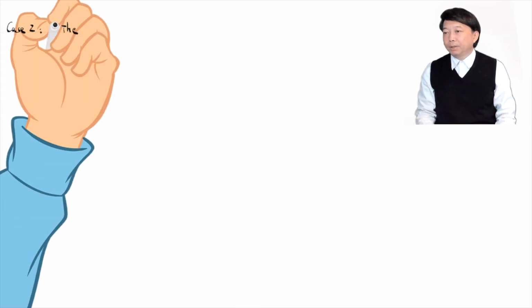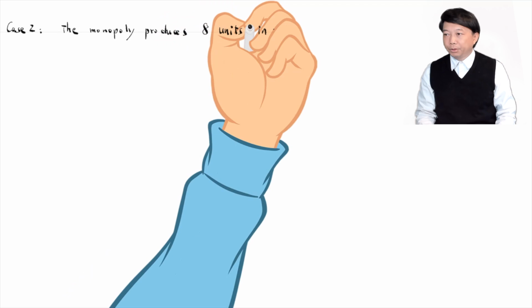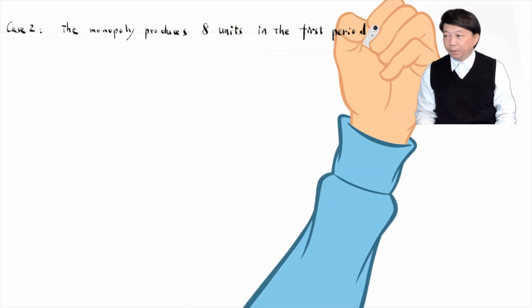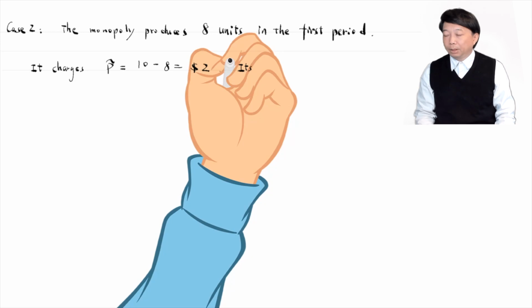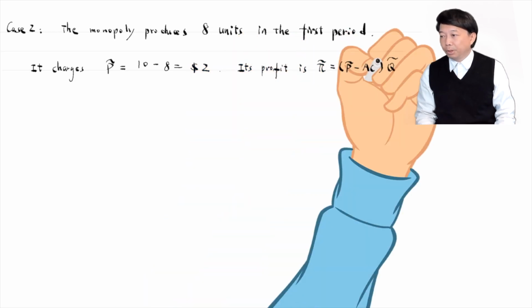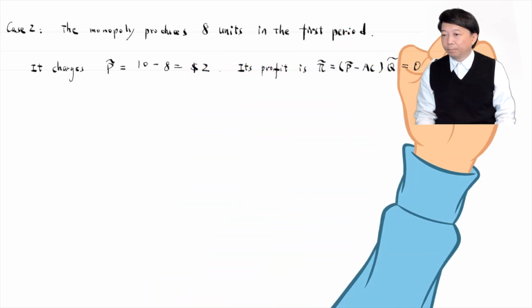Second, we consider the case where the monopoly produces 8 units in the first period. From the inverse demand function, it charges $2. It's the same as its average cost. So its first period profit is 0. The monopoly has no incentive to produce more than 8 units because it leads to a negative profit in the first period.